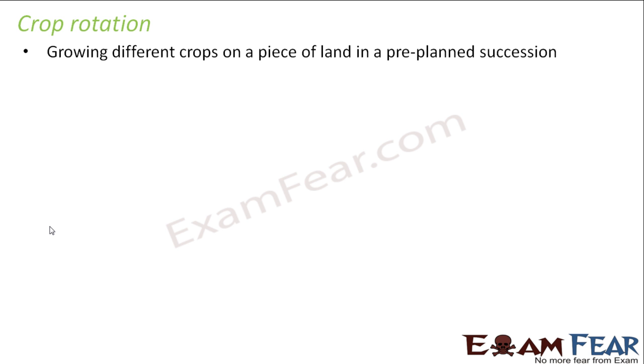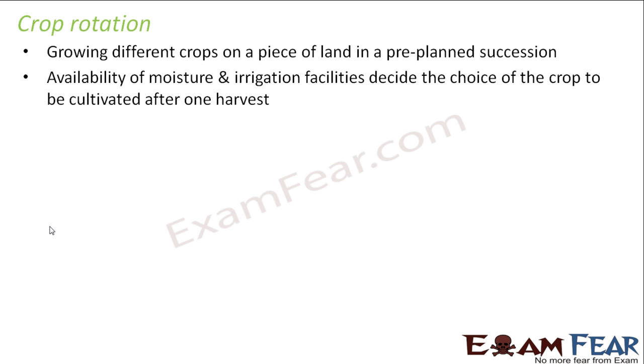Growing different crops on a piece of land in a pre-planned succession. That means here also we will grow different crops on the same land, but now we will not grow them together. One plant is grown first. Once that is grown, then we go to some other plant. Now there also the choice needs to be made very wisely. Availability of moisture and irrigation facilities decide the choice of the crop to be cultivated after one harvest. So it depends on the climatic condition as well as the irrigation facilities which are present, that which crop we need to cultivate.